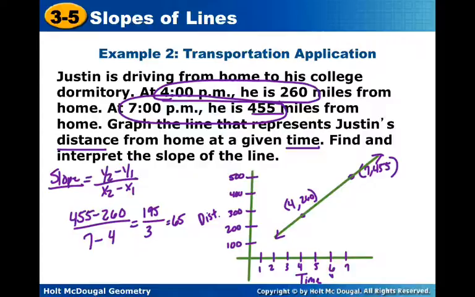And we also need to interpret the slope. You don't want to just do a number. You need to interpret it. What does it mean? Well, what units did we have on our y's up here? That was our distance, so that's in miles. And on the bottom, that's in hours. So really, we have miles over hours, or in other words, miles per hour. So basically, he was driving 65 miles per hour. And that's how you interpret the slope of that line. Okay?